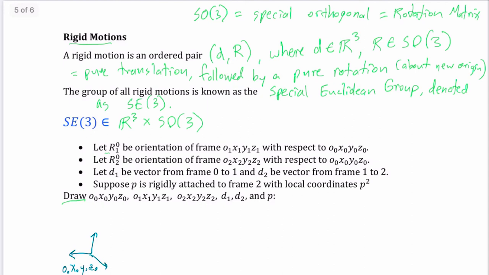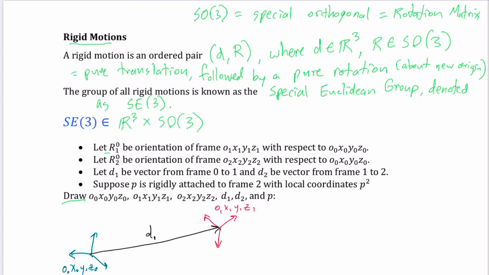Let's draw that next frame in red. So here is our next frame. We just need 3 right-hand rule coordinate frames. We need 3 right-hand rule basis vectors, O1, X1, Y1, Z1. And then there's a vector that tells us what the position is. It's a vector from here to here. This vector here is D1.